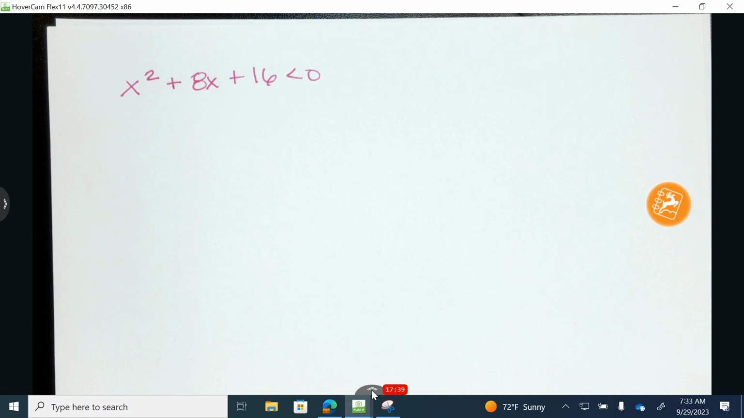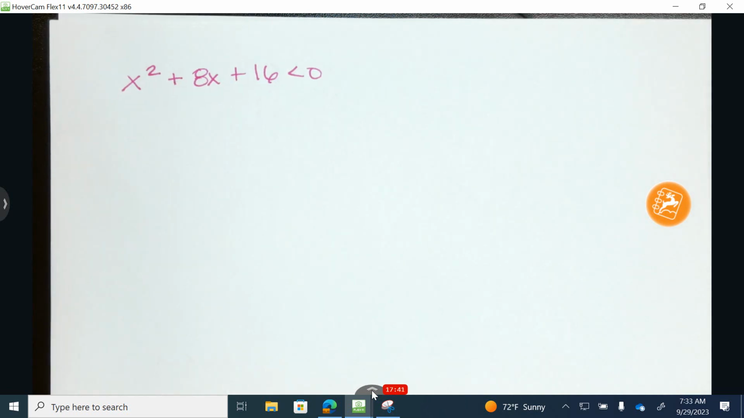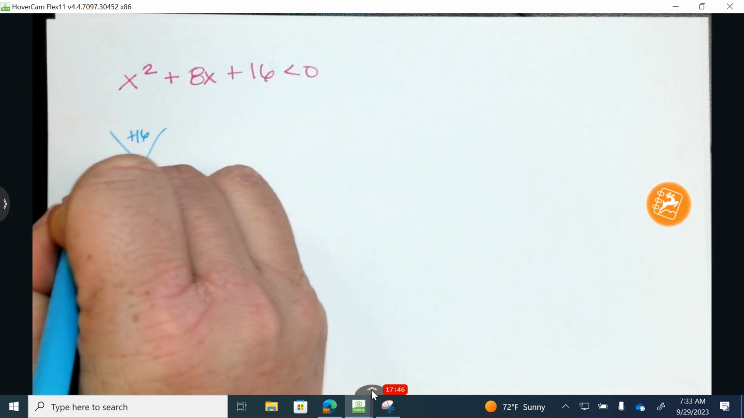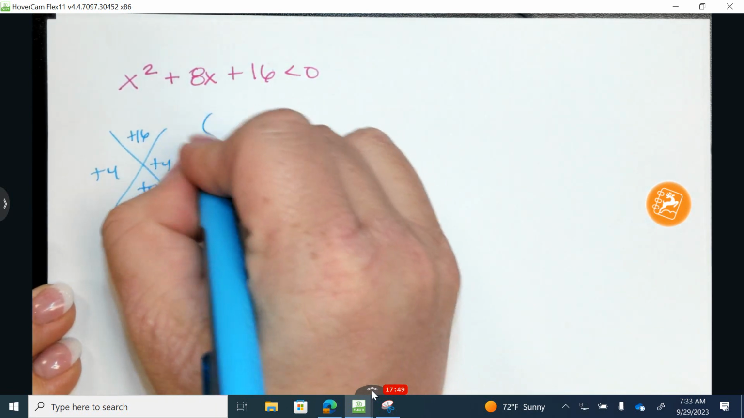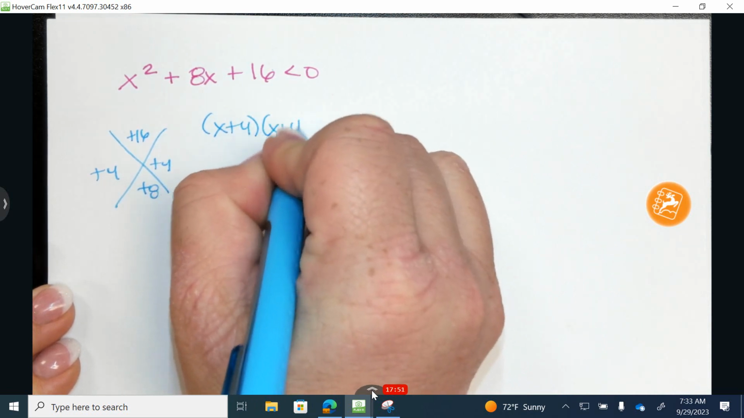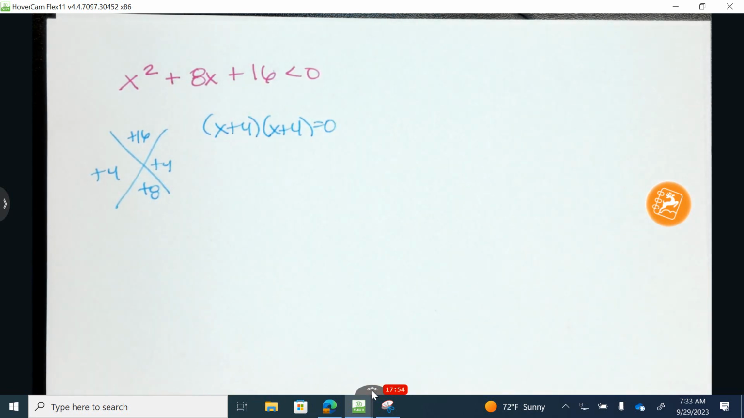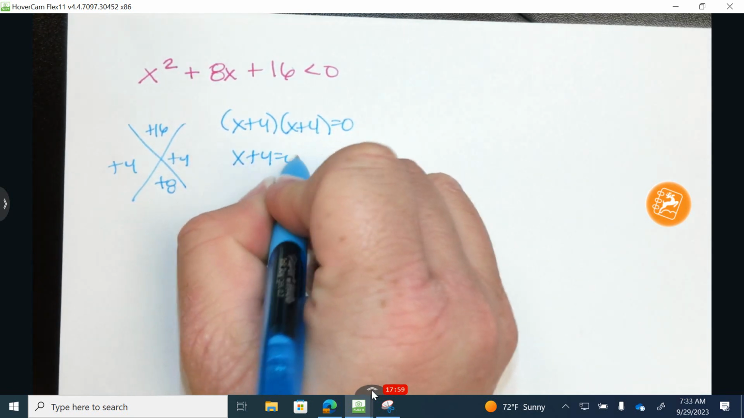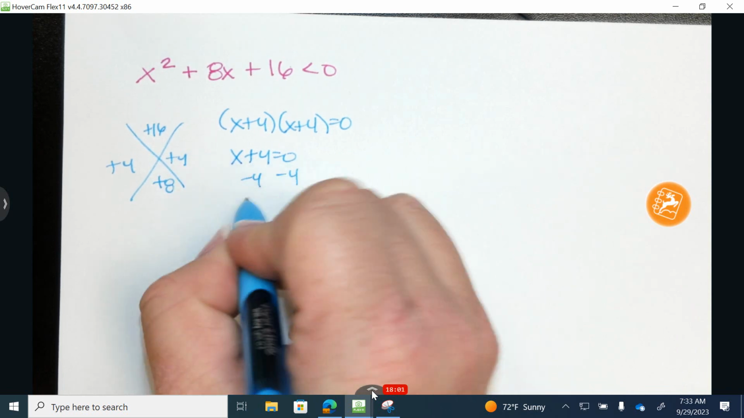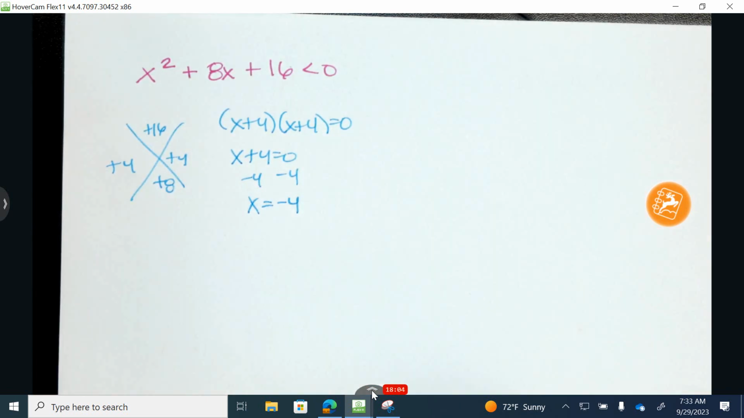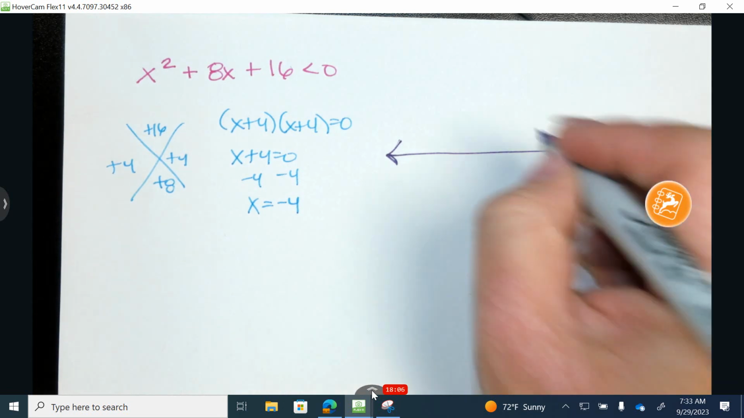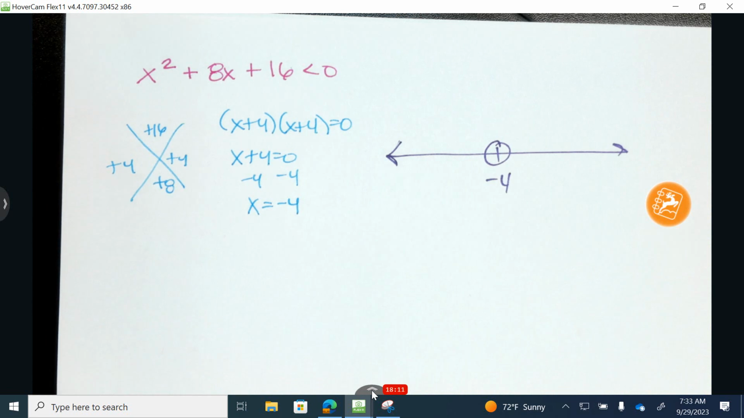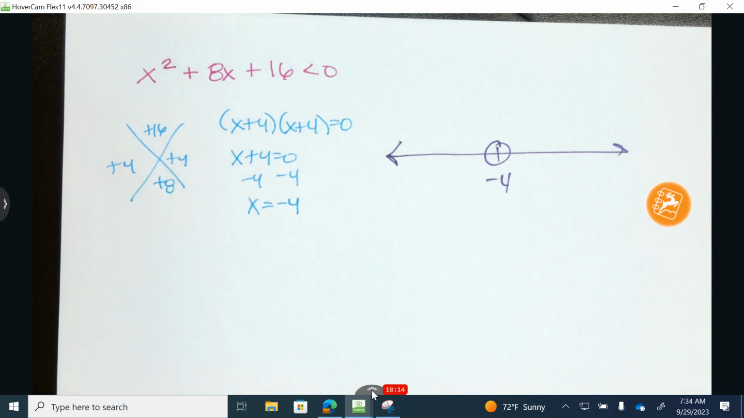Okay, here we go. So we are going to factor right now and solve this. What multiplies to give us 16 and combines to give us 8? That'd be 4 and 4. So I can rewrite this as x plus 4 times x plus 4. I'm setting it equal to 0, and I'm taking each of these factors, or parentheses, and I'm going to solve them. Well, I don't need to write it twice. I can just solve it one time to get x equals negative 4. Now make the number line. At negative 4, I have an open circle. That means negative 4 is not part of the solution set.